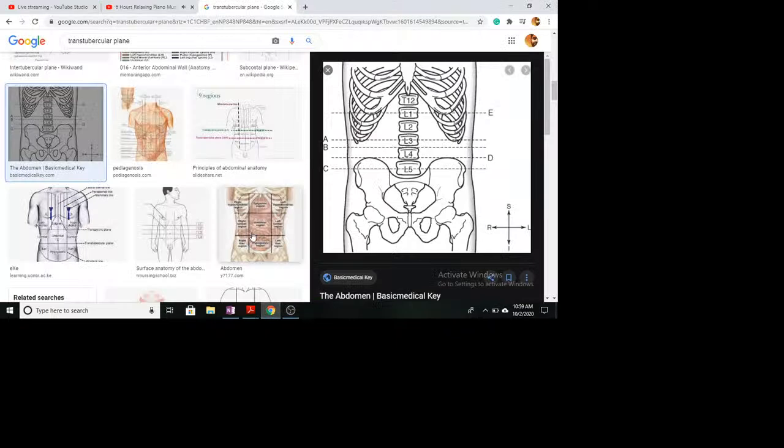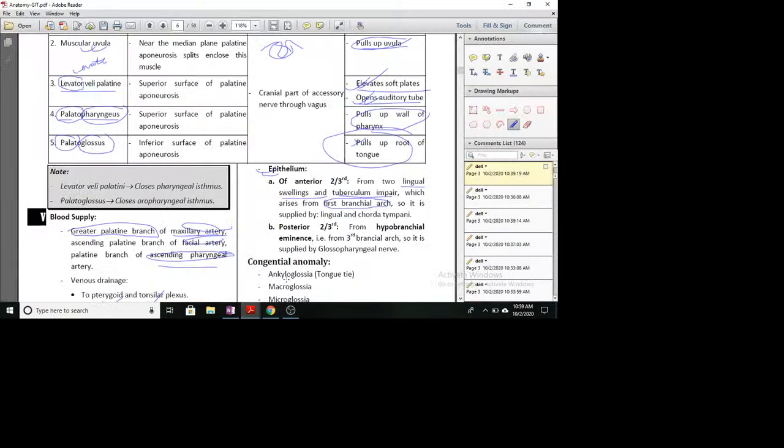So I'm back, guys. Epithelium of the tongue can be divided into two parts: anterior two-thirds and posterior one-third. The anterior two-thirds is from the lingual swellings. Lingual basically means the tongue. There is something called lingual swelling during development, and the tuberculum impar, which arises from the first branchial arch.